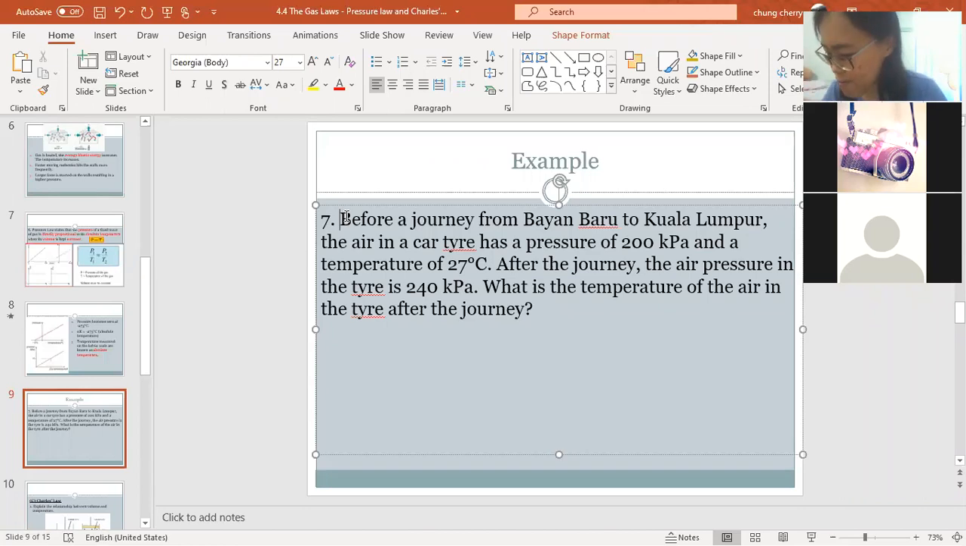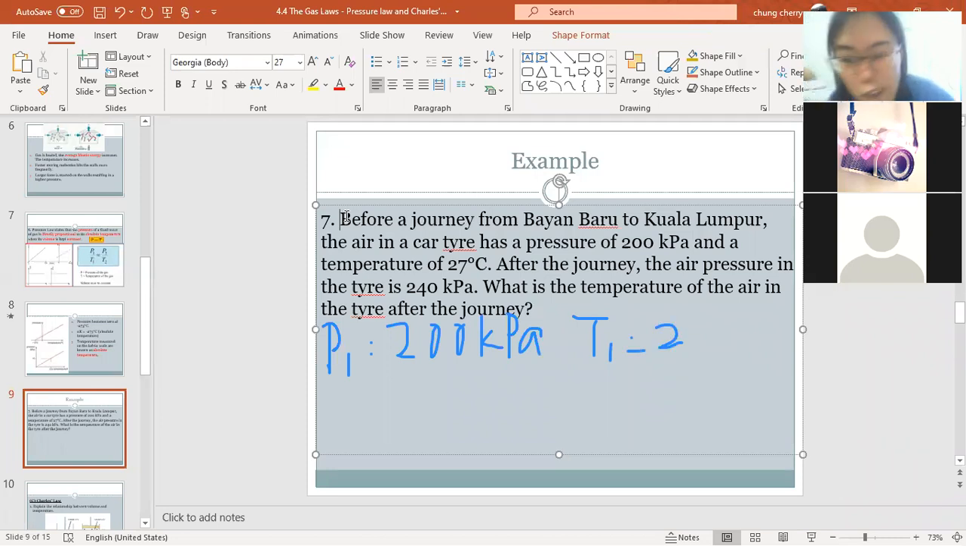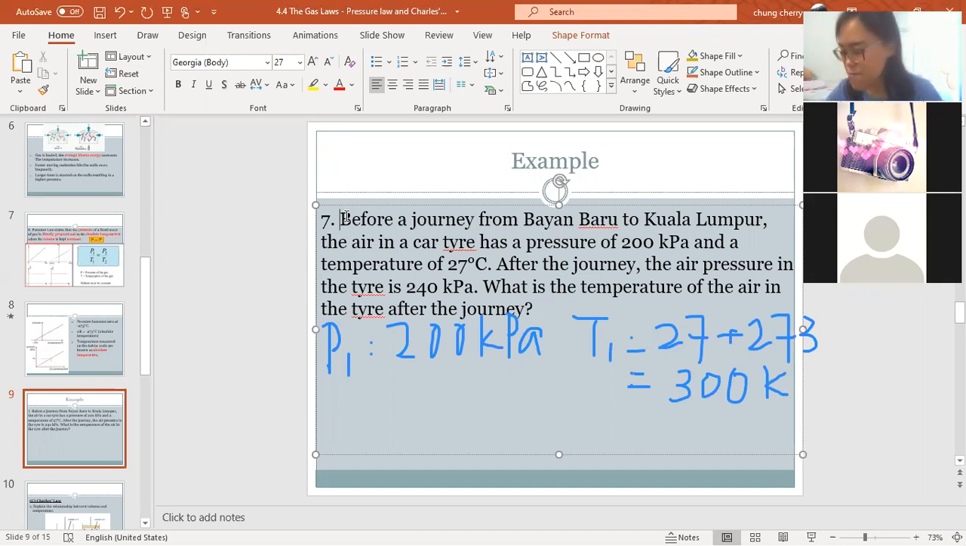OK, let's start now. First we already know that our first pressure P1 is 200 kilopascal. Remember, pascal is also one of the units that measure pressure. Then the temperature is 27, but please don't forget we must have the temperature measured in Kelvin. So 27 must be plus 273, equals 300 Kelvin. You imagine Kelvin is your boyfriend, every time you must add it in.